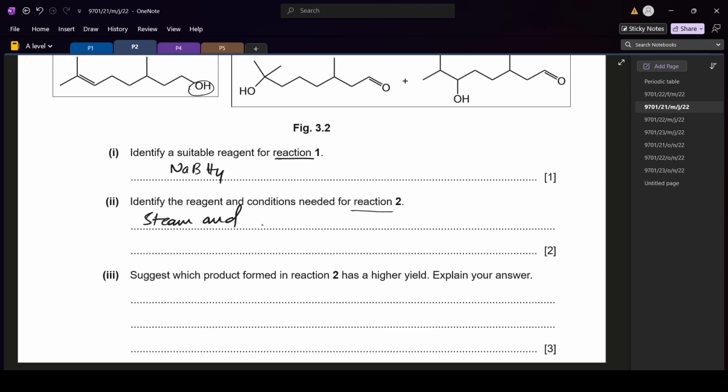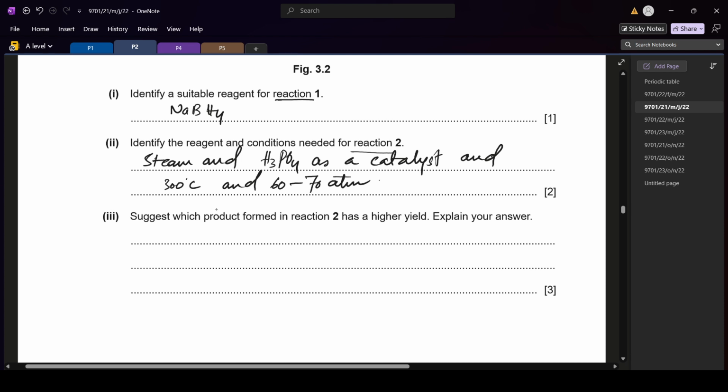And phosphoric acid as a catalyst, and 300 degrees Celsius temperature and 60 to 70 atm pressure. These are the conditions to change alkene into alcohol.